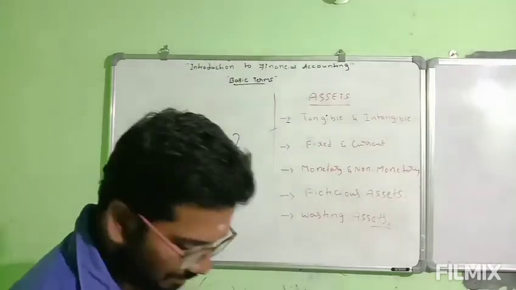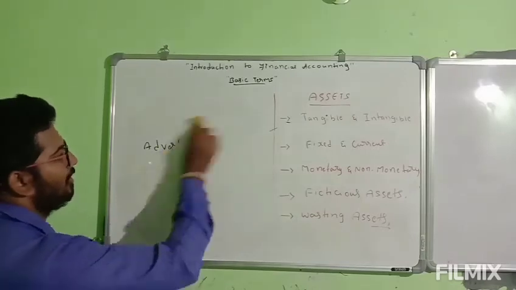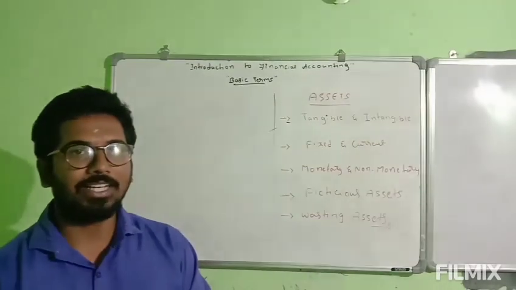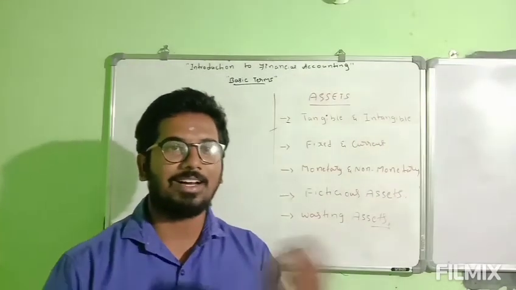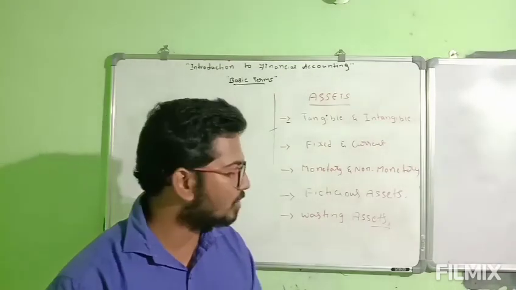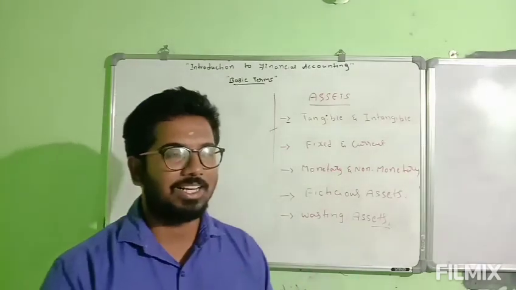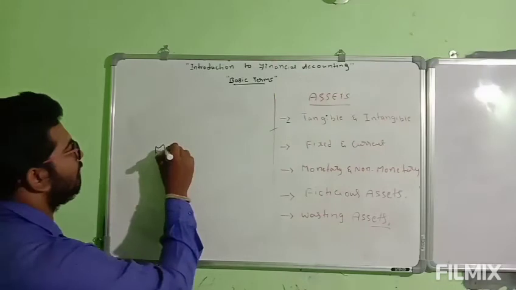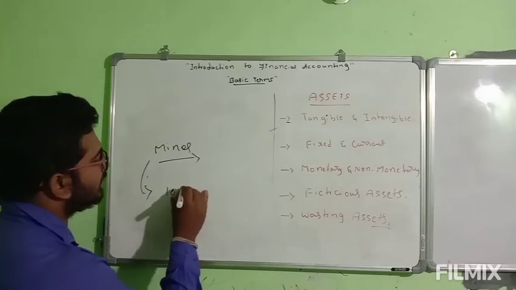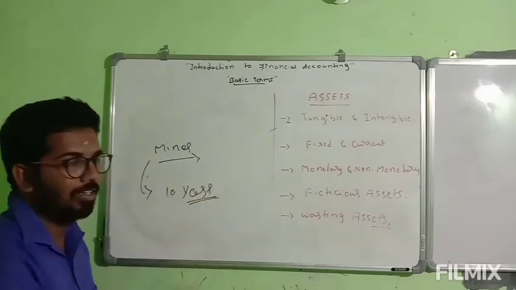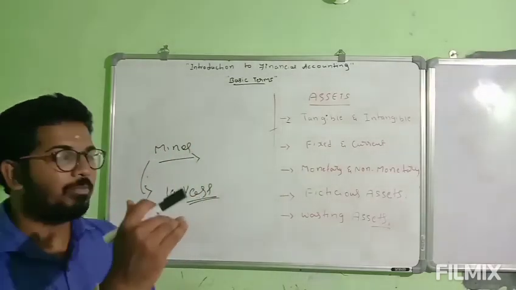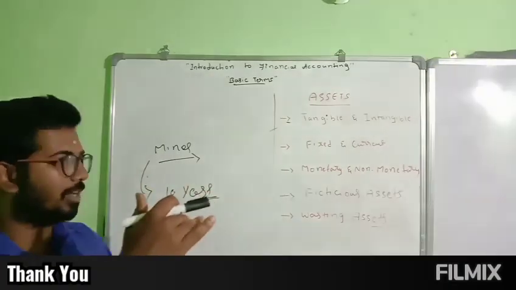Then we can see the last term, wasting assets. Here you can take the example of assets that get wasted while being used, or assets whose value goes down by wear and tear of use. This kind of assets we call wasting assets. Example, mines. If you are extracting things for 10 years, today we start mining. After 10 years, what will be the value of the mine? The value of the mine will come down.